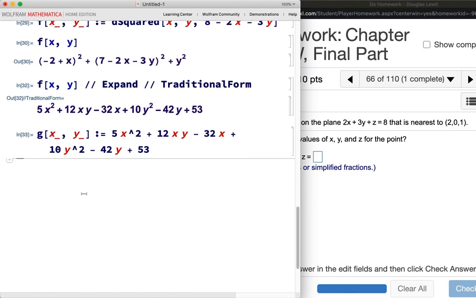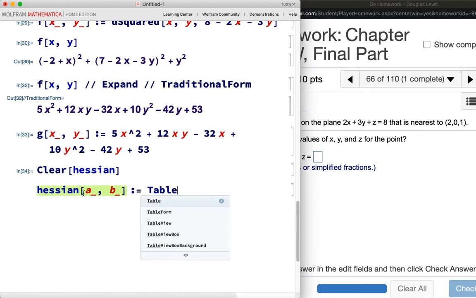So let's see how we're going to do that. Solve. Well, first let's create our Hessian matrix. For this one, I'm going to use a Mathematica shortcut. A and B are numbers.